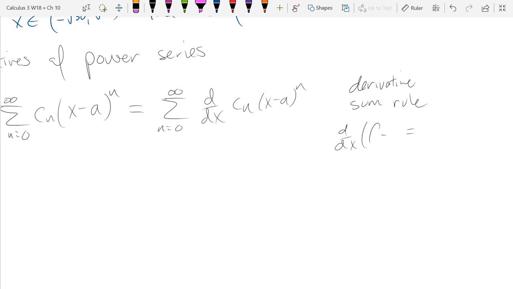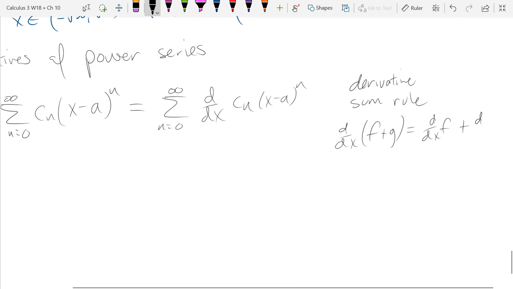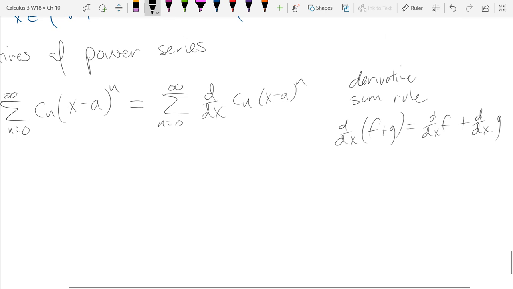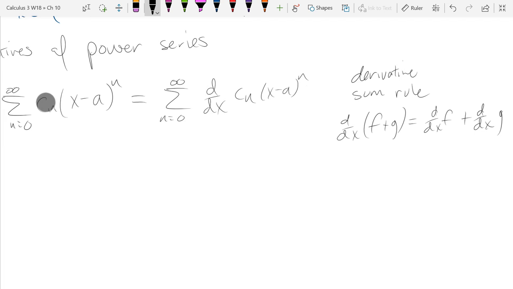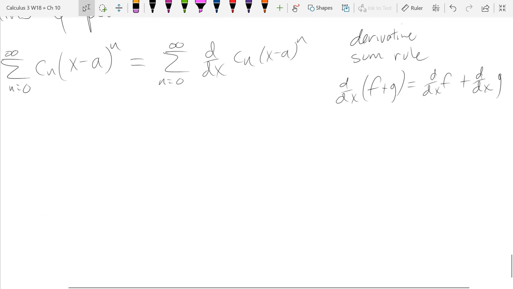So if I wrote it out with the prime notation, actually it's probably better if I wrote it out with the d/dx notation. So that's the rule right there. All right, now for the easiest derivative ever, find the derivative of this series on the right. It's probably 10 times easier than you're thinking. You could have done this in Calculus 1, probably the fourth week of class.